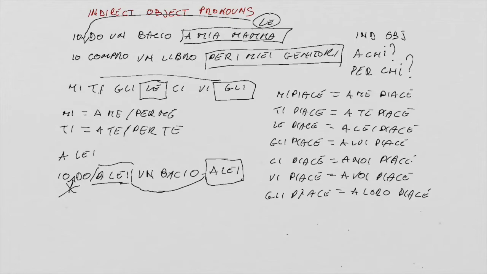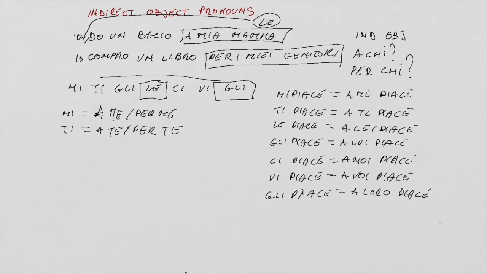Let's see the other example. Compro un libro per i miei genitori. You have learned how to use the indirect object pronoun gli that replaces i miei genitori. So gli compro un libro. Now let's use the equivalent of gli, per loro. You can't place per loro in front of the verb, but after the verb. So compro per loro un libro, or even compro un libro per loro.